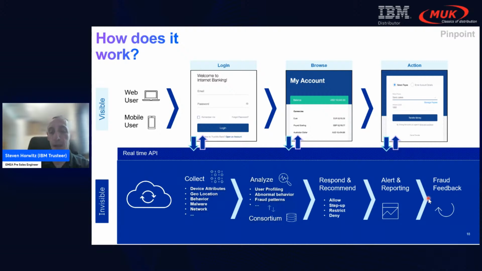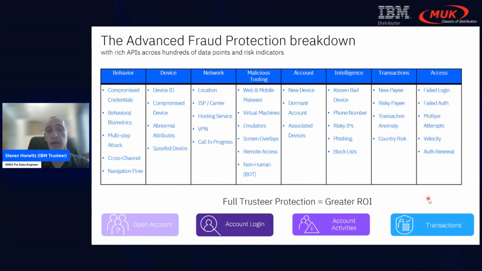Two more slides and we'll get to the demo. This is the slide with the most amount of detail, but don't worry, I'll talk you through it. This is just broadening Trusteer's detection capabilities into 8 major categories of behavior, device, network, malicious tooling, the account itself, intelligence, transactions, and access. I won't talk to all of them. I'll just mention some of them that we haven't yet mentioned, and I'll reinforce some of the more severe ones.